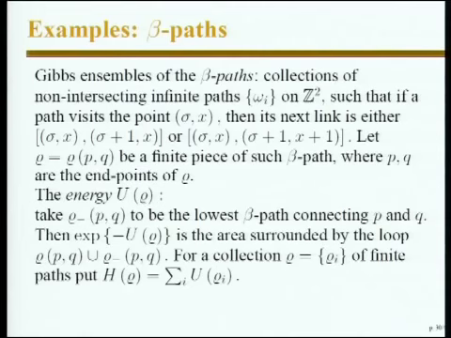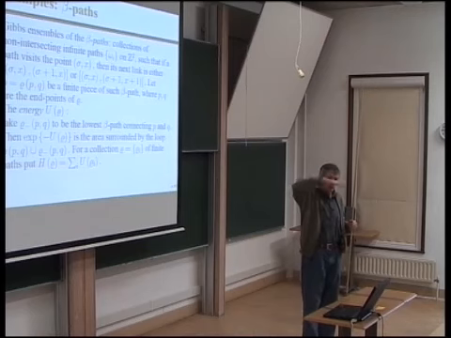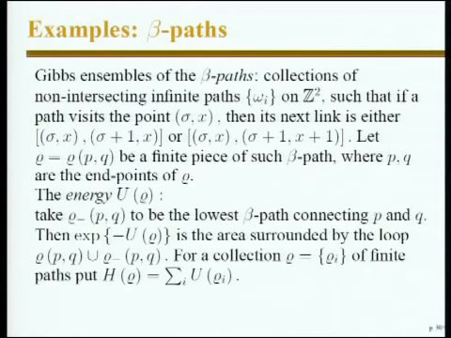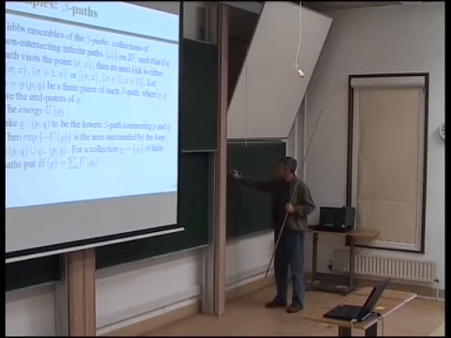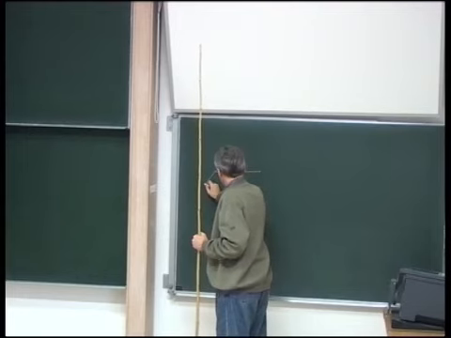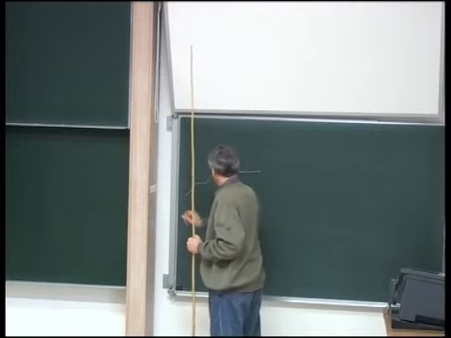So I just repeat what I said before. Those paths are paths which either go horizontally or they go at 45 degrees upward. So we have the collection of such paths, and then we can define the energy of a path. So you have a path like that, which goes like this, and then how to compute the energy of such a path? You should do the following.